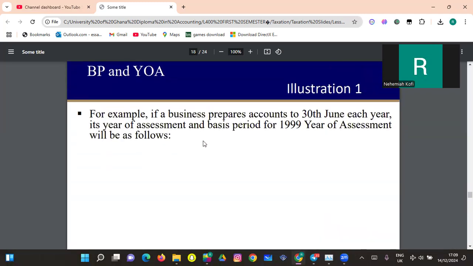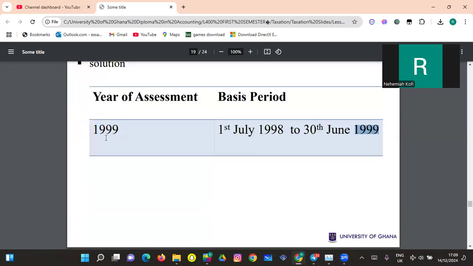For example, if a business prepares an account, the year of assessment is 1999, right? Since it is not from January to December, the basis period is supposed to be a 1 year period, right? So if you want to assess the 1 year period, it will be 1st July 1998 to 30th June 1999.